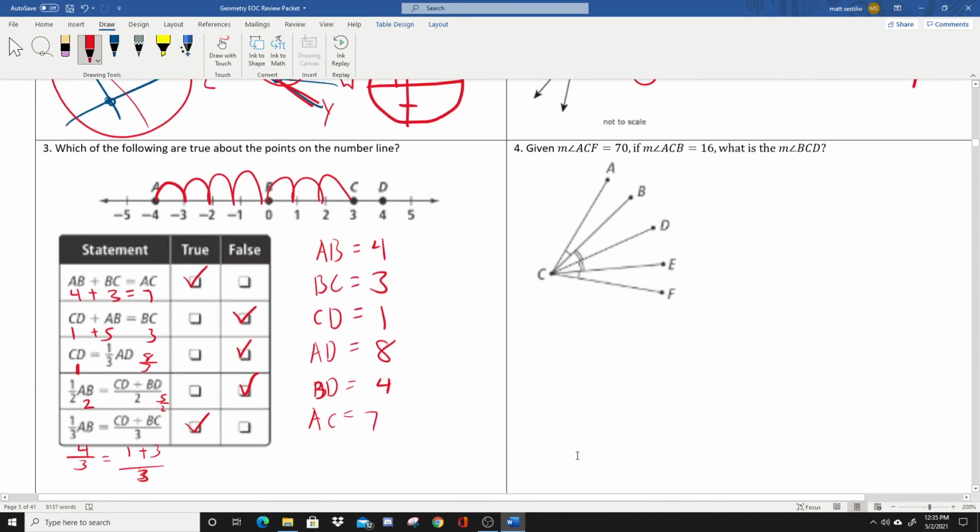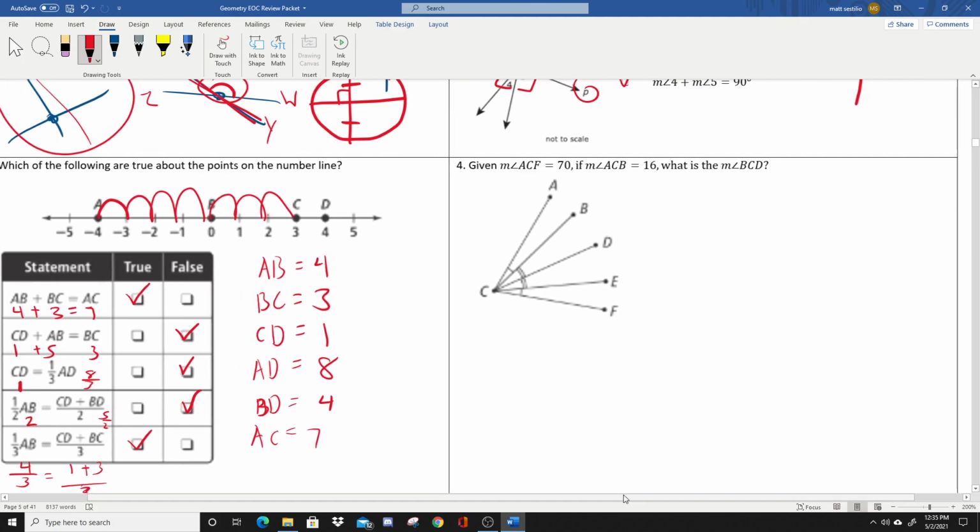Let's see what we got here. Number 4. They're telling you that A, remember we go A, C, F, so you start at A, travel to C, then go to F. They're talking about this whole angle right here, so the whole entire thing is 70, this whole thing. It says, what if ACB, so this is 16. What is angle BCD? So BCD is this angle, that's the X that we're trying to find.